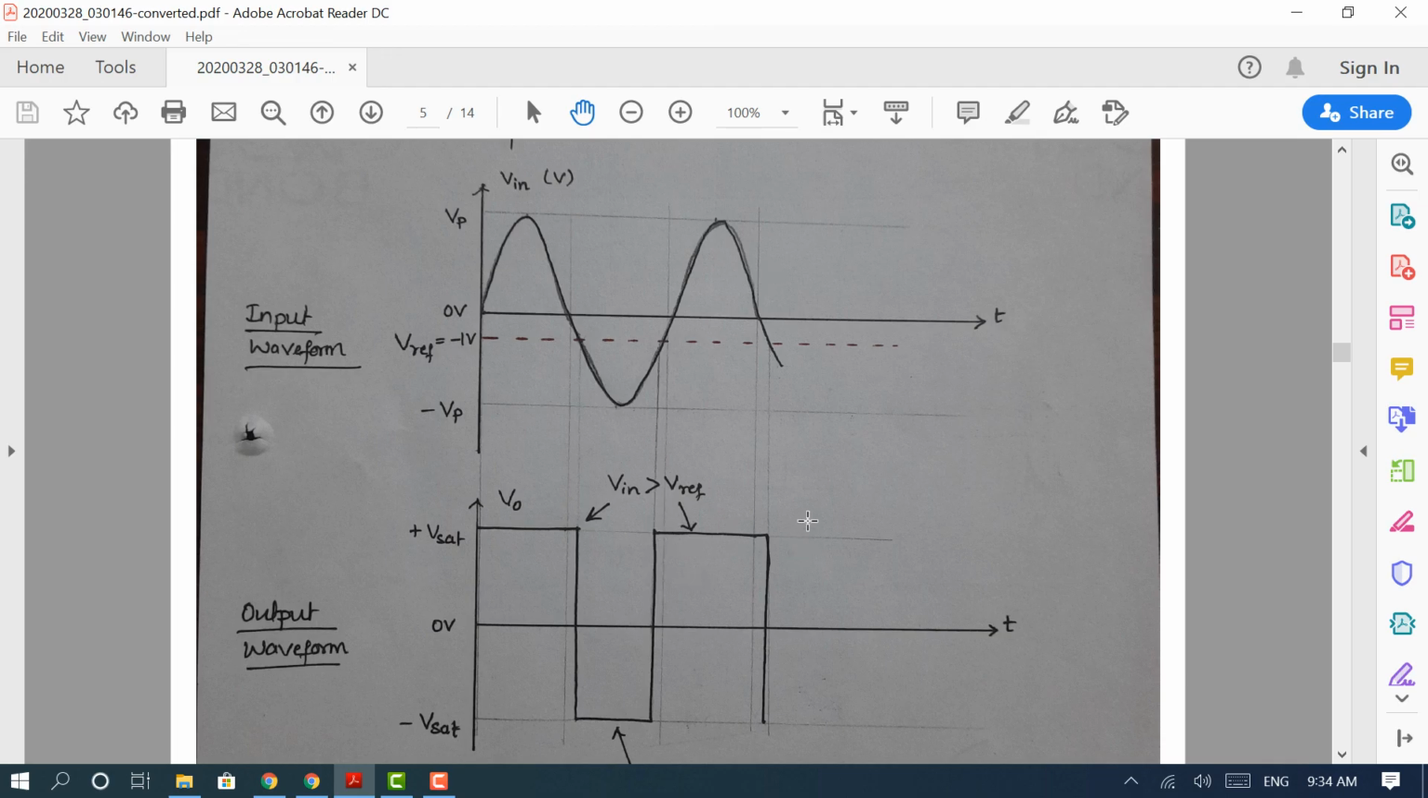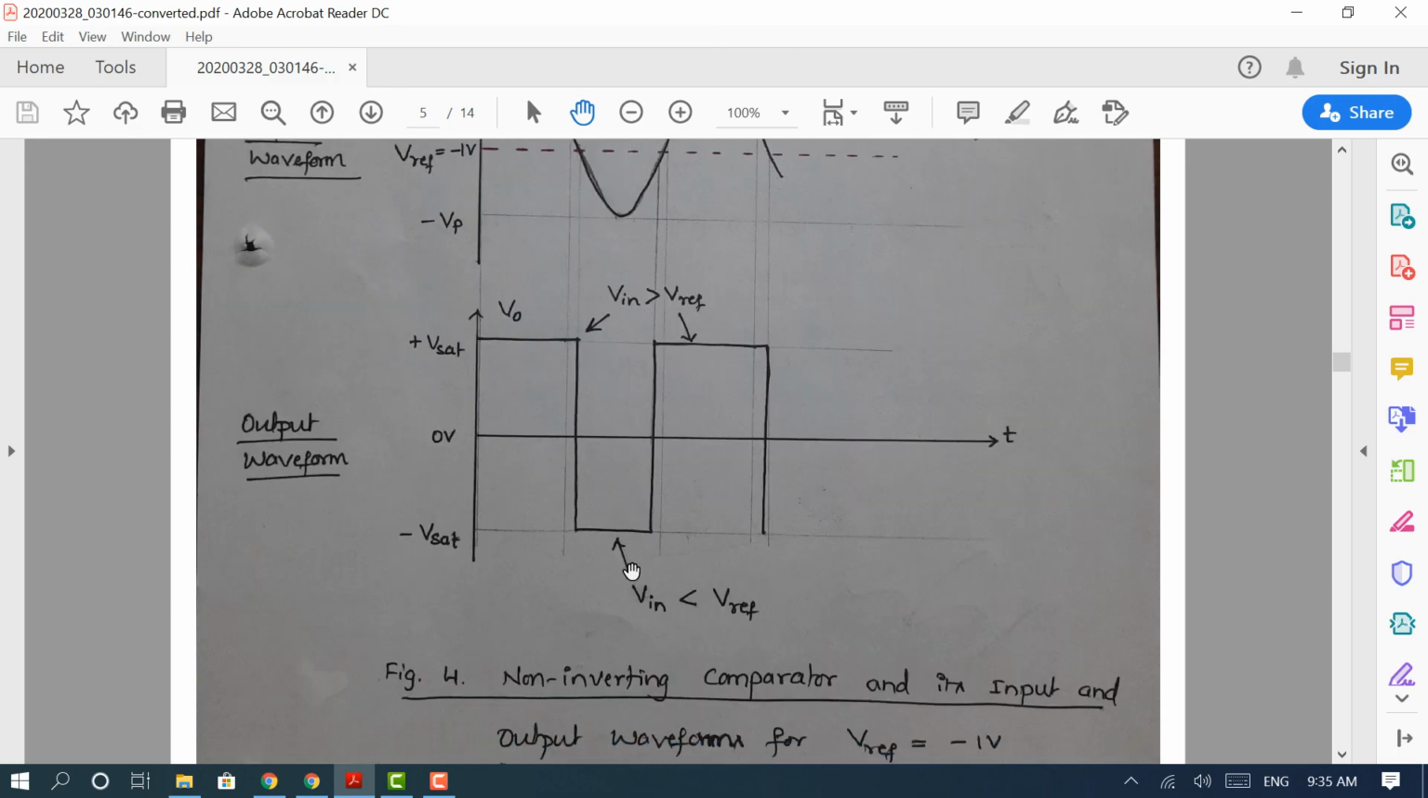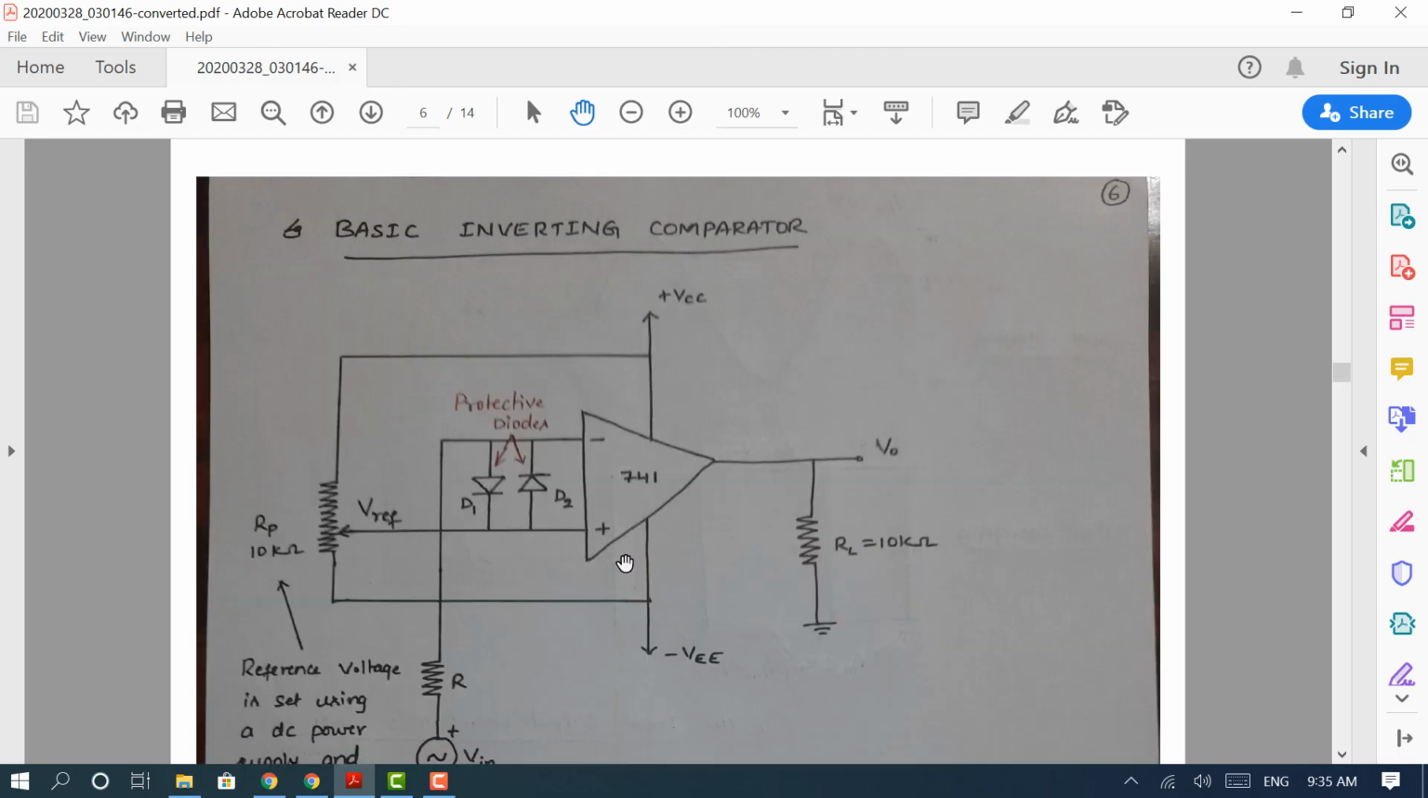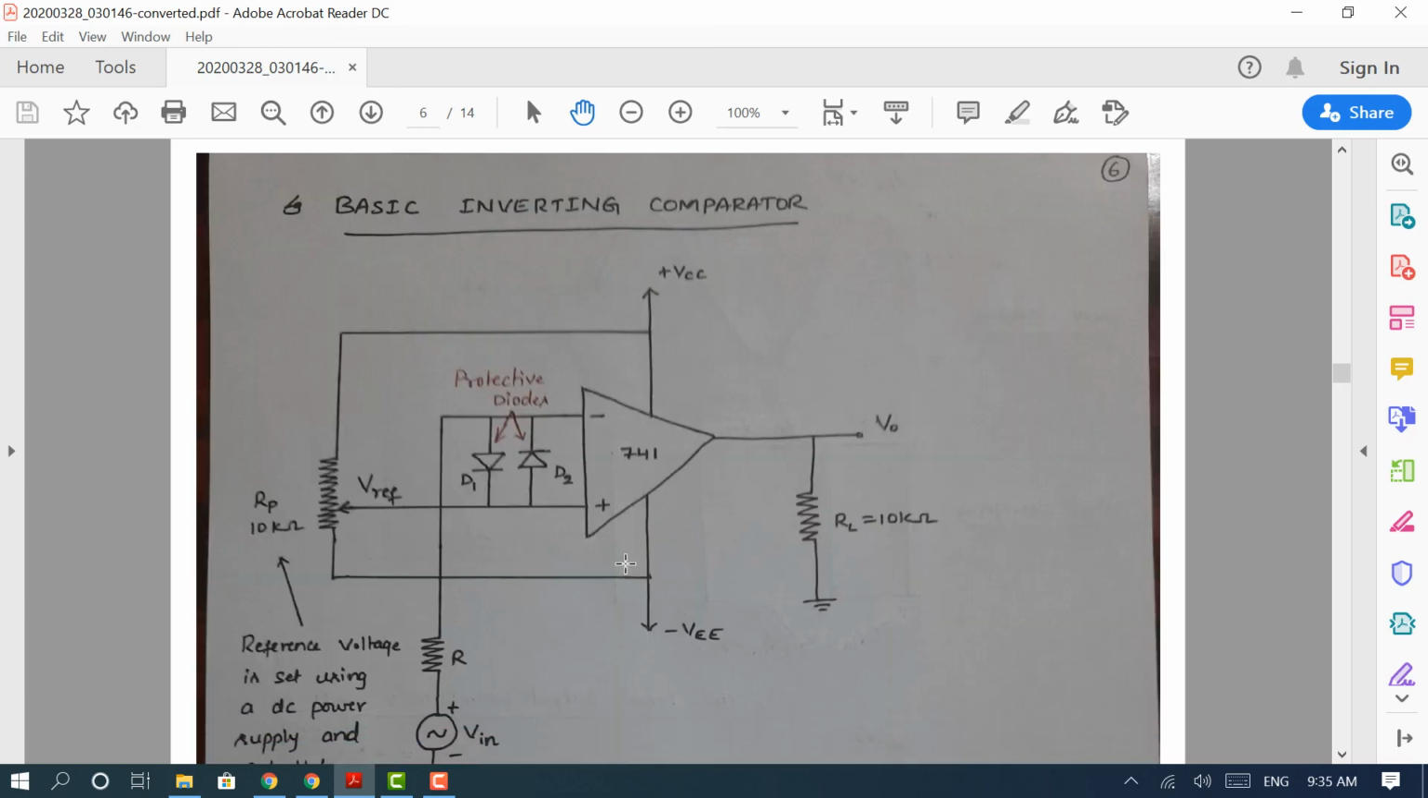So far we have understood two circuits, one with positive reference voltage, the other with negative reference voltage. Both are studied under the basic non-inverting comparator. So for the basic non-inverting comparator, we can apply either positive reference voltage or negative reference voltage, and accordingly the waveforms are presented here. Next, we will try to understand the inverting comparator.